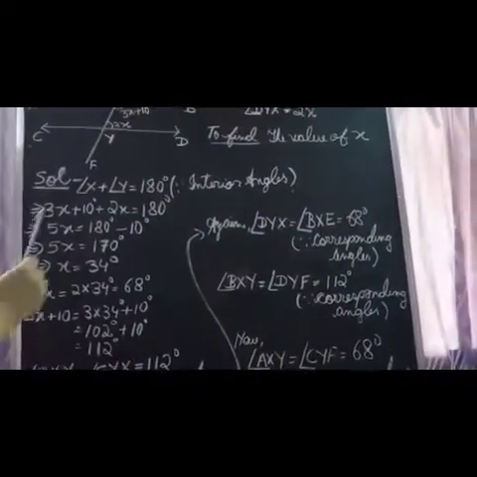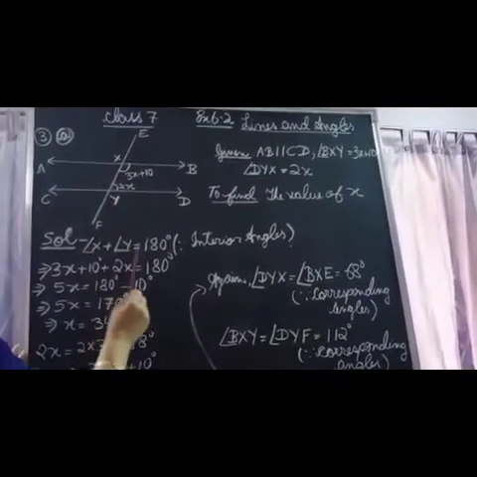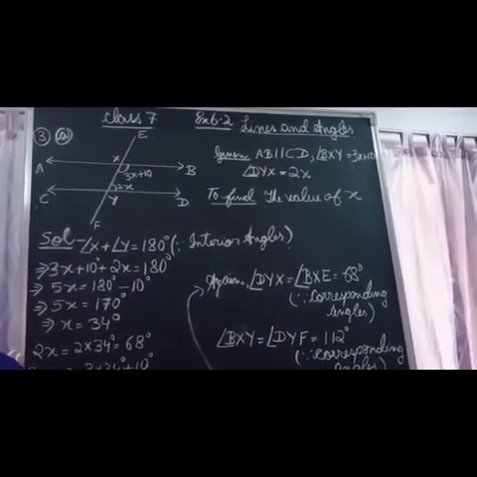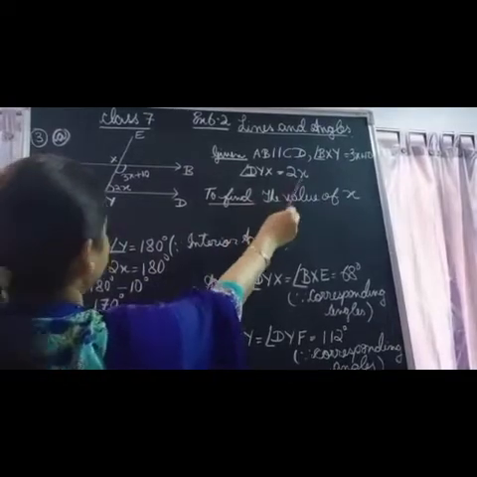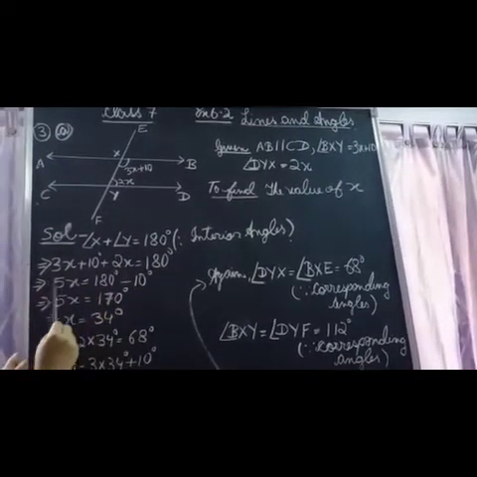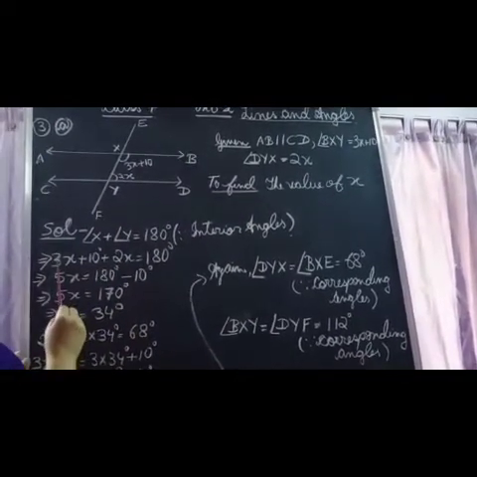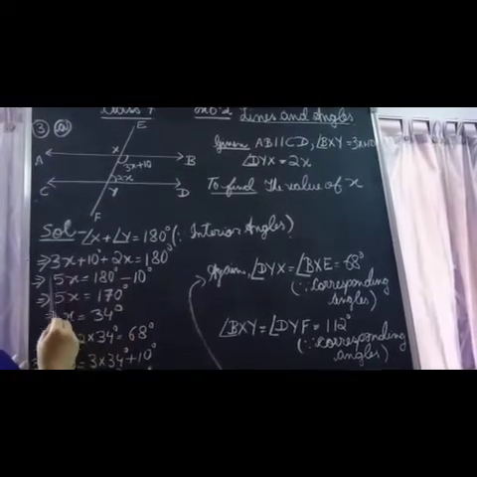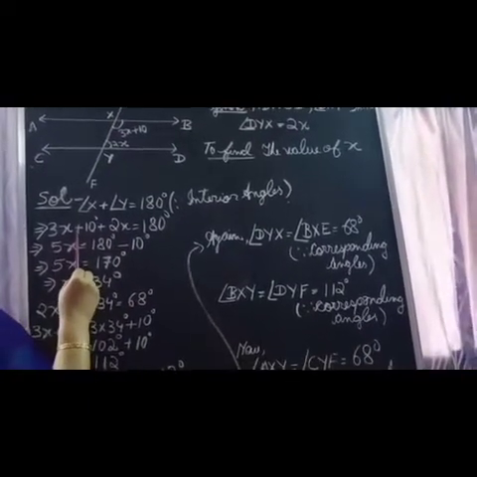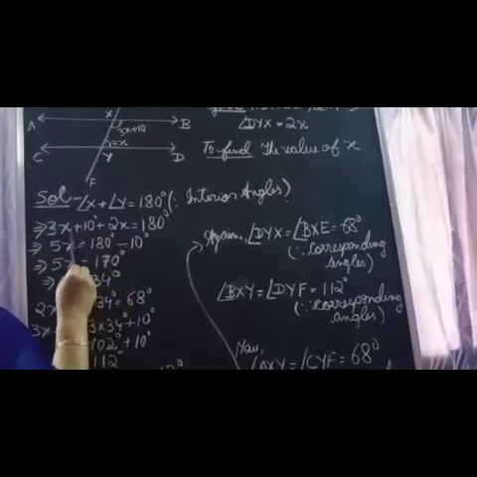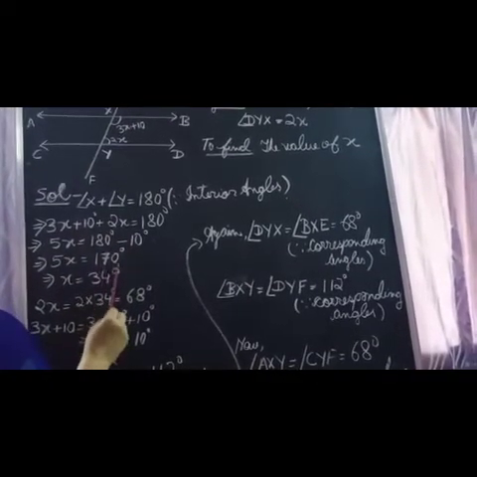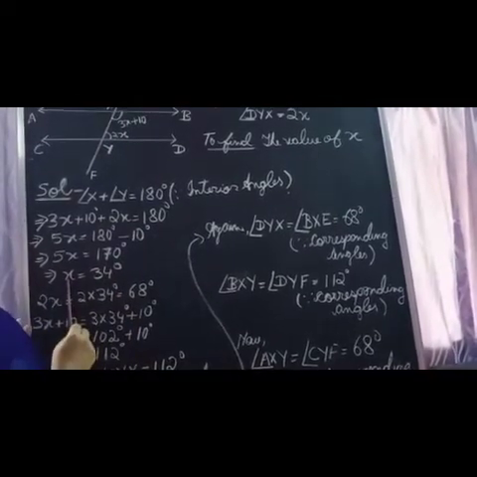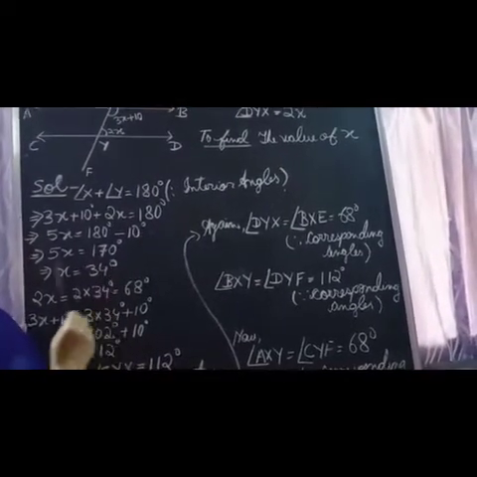So angle x plus angle y is equal to 180 degrees. Put the value of x which is already given, put the value of y which is already given. Then we just solve this. So we get 3x plus 2x is equal to 5x. This 10 we will shift to the right hand side. So this plus 10 will become minus 10. 5x is equal to 170 degrees. So ultimately the value of x will be 34 degrees.